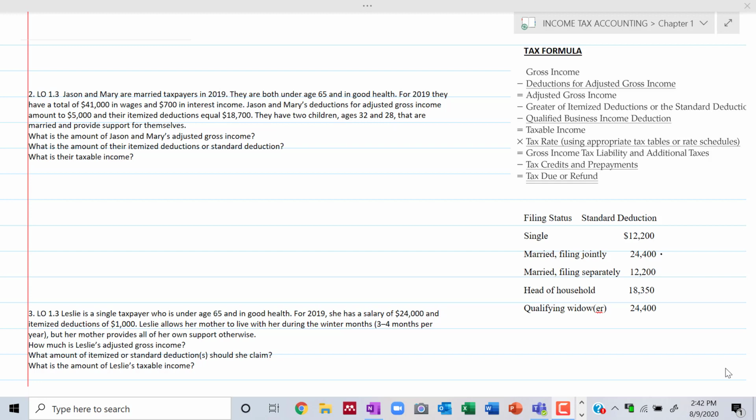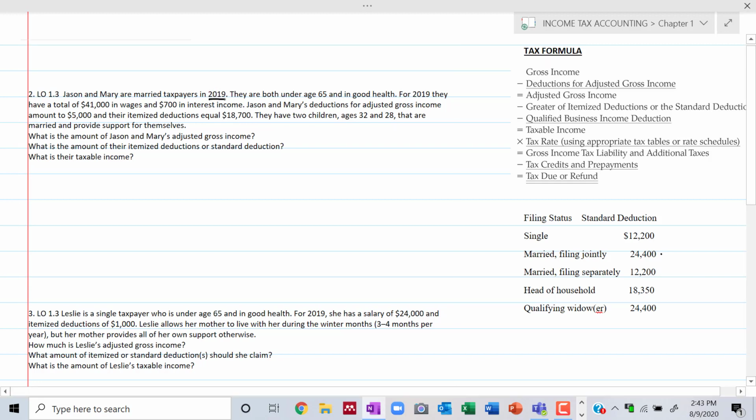What is the amount of Jason and Mary's adjusted gross income? What is the amount of their itemized deductions or standard deduction? What is their taxable income? And so to the right here, I provided the tax formula and the filing status and standard deduction schedule. These will both be useful tools in trying to compute problems like this. And so first, what we want to do is go back to our narrative and identify our data.